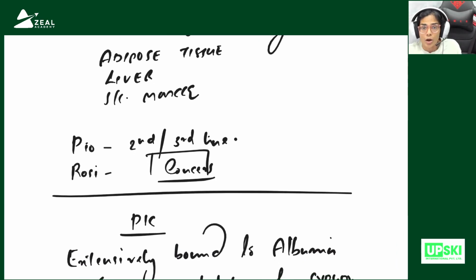Now, pioglitazone is not a first-line drug. The first-line drug is metformin. This could be a second-line or third-line drug. And the use of rosiglitazone is associated with certain concerns.